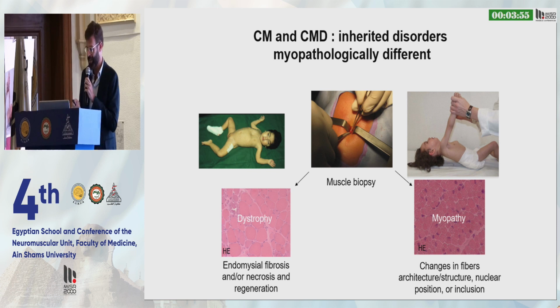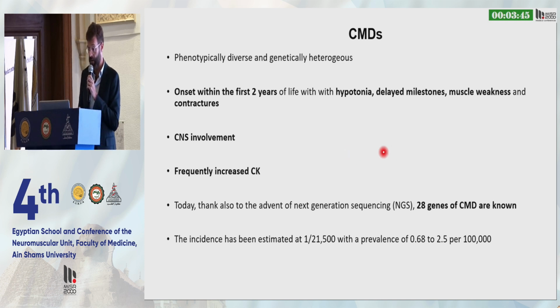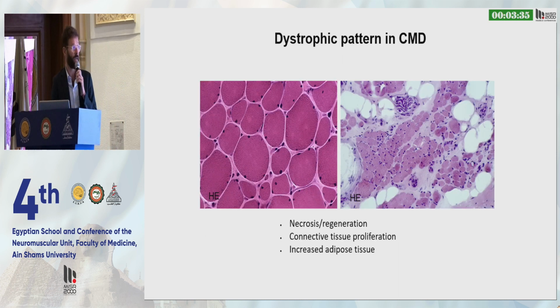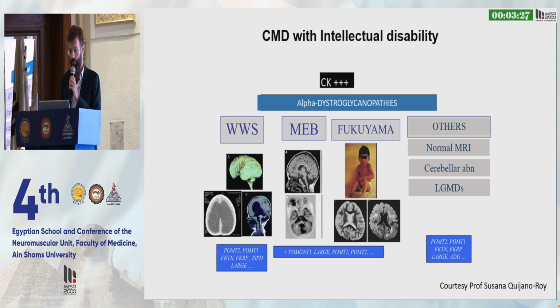I have 3 minutes for the congenital muscular dystrophy. You have already seen the difference in terms of muscle biopsy. So these patients present a striking difference. They have a central nervous system involvement. They have increased CKs. Many genes are involved, and here is just a reminder of the dystrophic pattern with this fibrosis, with this fatty degeneration, and this necrosis that is very prominent.